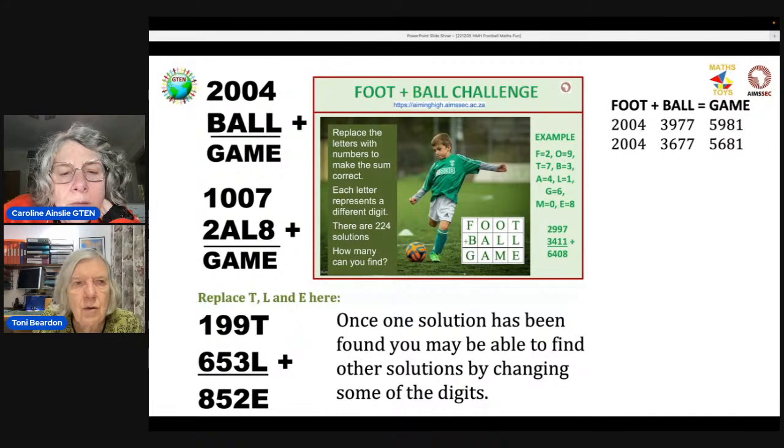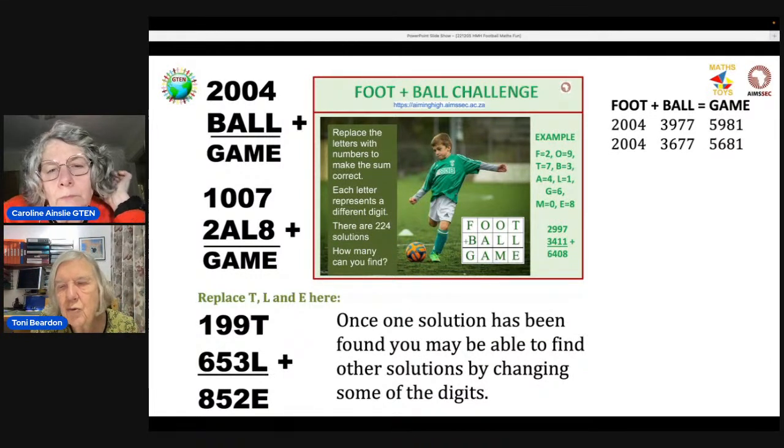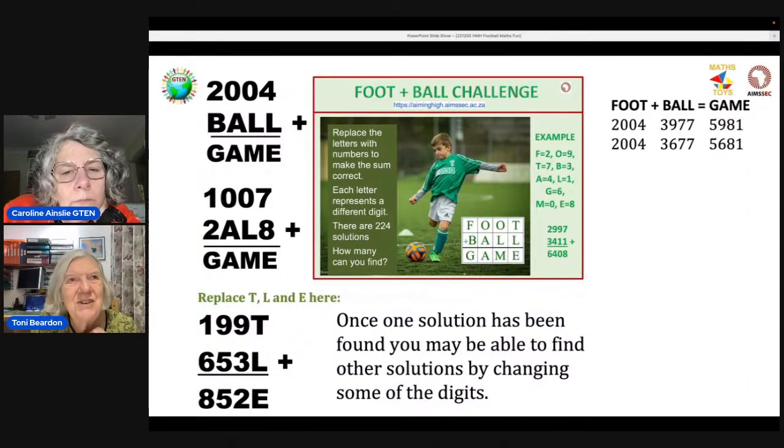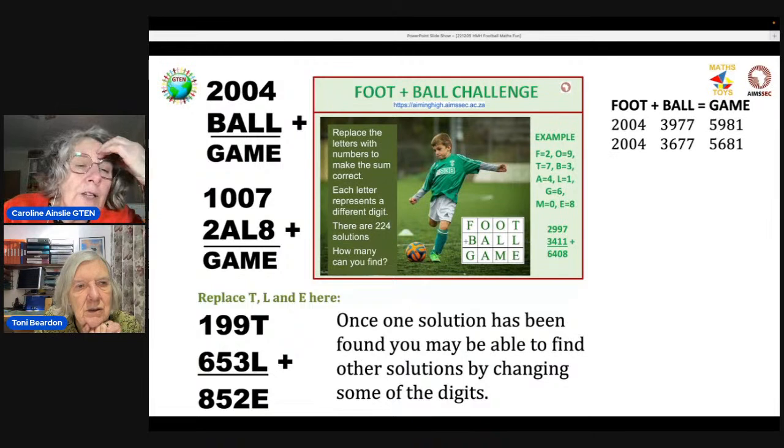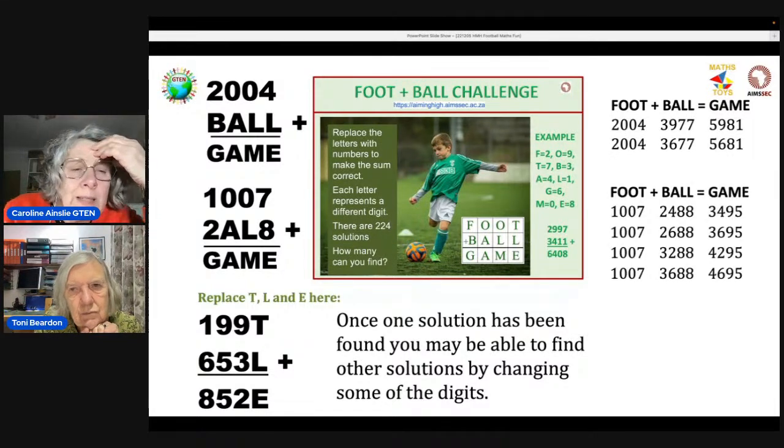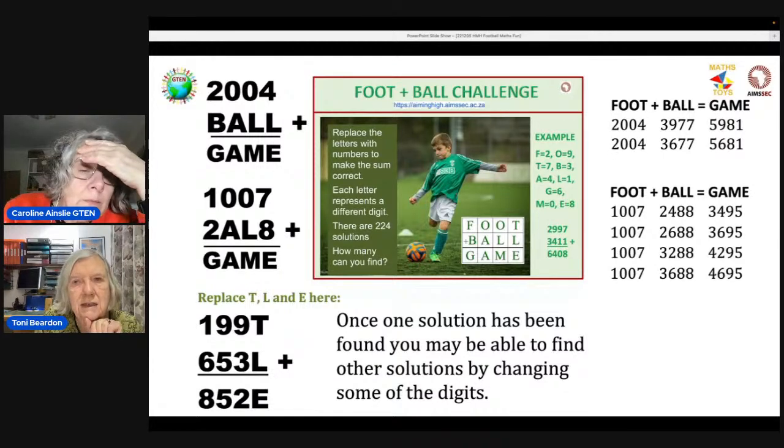6,408. What I mean by two solutions the same, the 2004 solution can actually have 3977 for ball or 3677 for ball. So once you find one solution, it's worth playing around to see if you can tweak it a little and find other solutions. And you can do the same, as basically the numbers that can't be are the 2, the 0, and the 4. Yes, exactly.